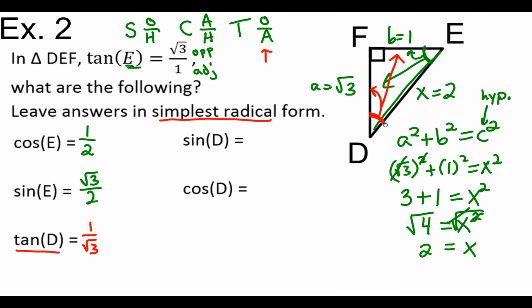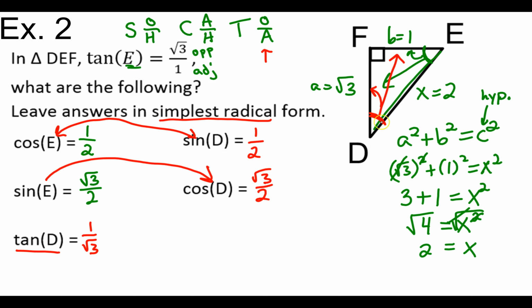So again, we're back at angle D here. Sine is opposite over hypotenuse. So the opposite of D is 1. The hypotenuse is 2. Notice again, the cosine of E is equal to the sine of D. That always happens. The cosine of one angle is equal to the sine of the other. All right, so following that same suit, the sine of one angle is equal to the cosine of the other. So that means that this cosine of D should be square root of 3 over 2.